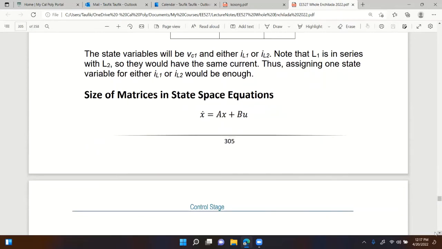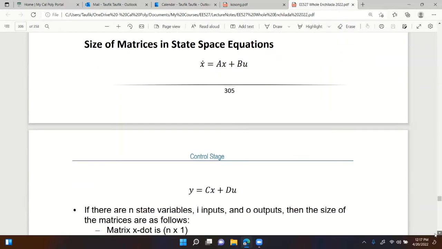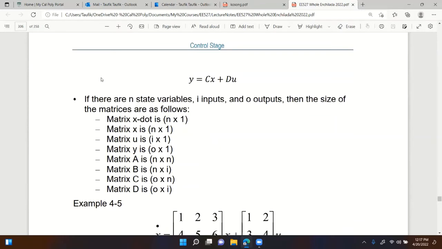How do you determine the size of matrices in state space equations? This is actually good to check, right? Once you derive the state space equations, you get matrices A, B, C, and D. One way to check to see if your work is correct is by looking at the size, or the dimensions, of these matrices, right? For example, matrix A, the size of matrix A should be n by n.